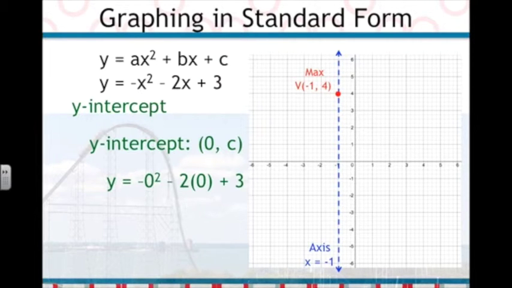As we simplify this to solve for y, the first two terms both equal 0. So we have 0 plus 0 plus 3, which is 3. This gives us the point 0, 3 as the y-intercept. So we plot that point on the graph. Notice that for this form, the y-intercept will always end up equal to c. So you can just look at the equation and write the value down.